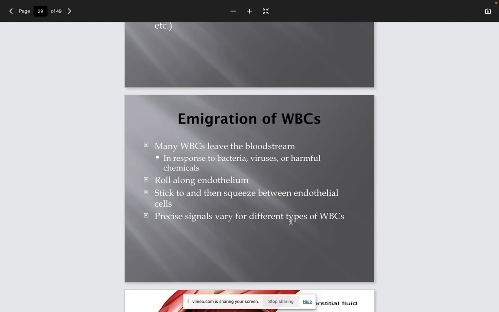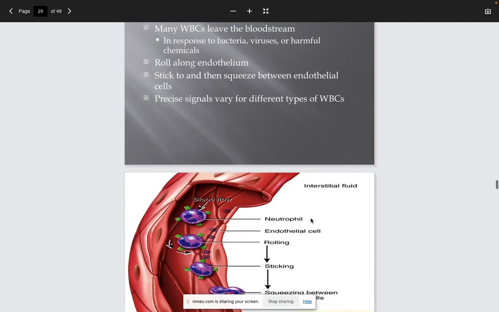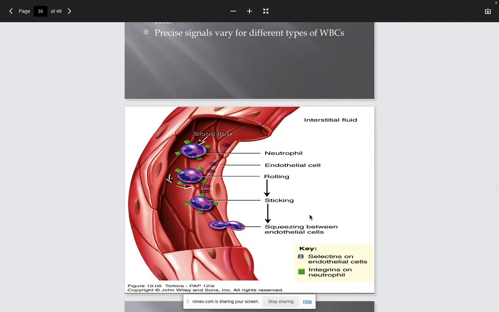The precise signals vary for different types of white blood cells. It depends on the interleukins that are present, which are the chemical messengers of the cells. We talked about that in Bio 137. This is just a picture here showing you what's actually happening. This is a neutrophil. Again, a neutrophil is going to be one of the white blood cells. You can tell by its different lobules here.